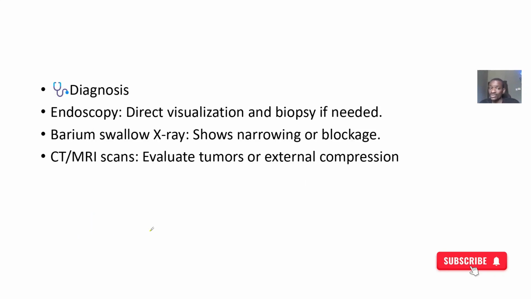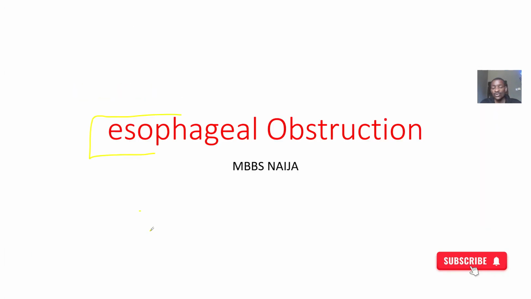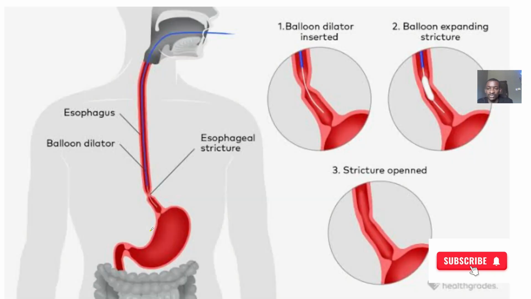Your diagnosis is with endoscopy, barium swallow x-rays, CT scans, MRI scans. Alright, so what could be the possible treatments? If there's narrowing, you have to put balloons. Do you understand? If there's a growth of tissues, you can do surgeries.